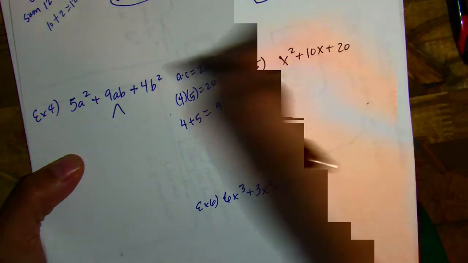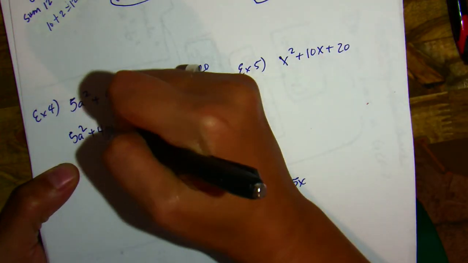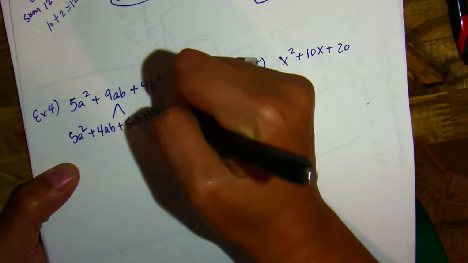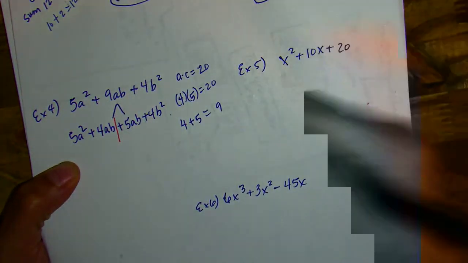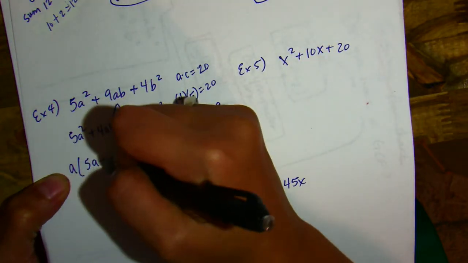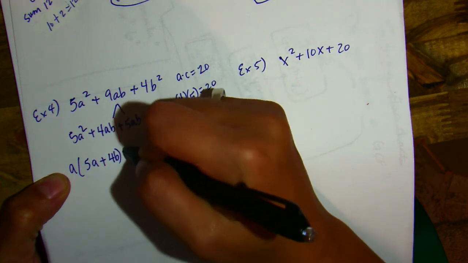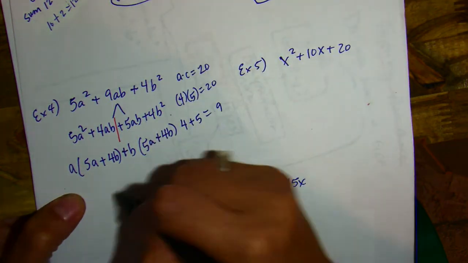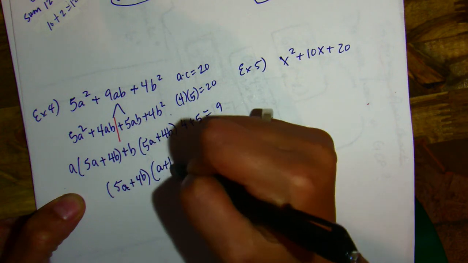So what do we do with those two numbers? We split it up. So now it's going to read 5a squared plus 4ab, because it needs to have the same letters, plus 5ab plus 4b squared. Now we have our four terms, and I can factor by grouping. So the first two have an a in common, and that's it. So then we have 5a plus 4b. My back two terms have a b in common, and that's it. So we have 5a plus 4b. Notice they both have 5a plus 4b in common, and a plus b in common.